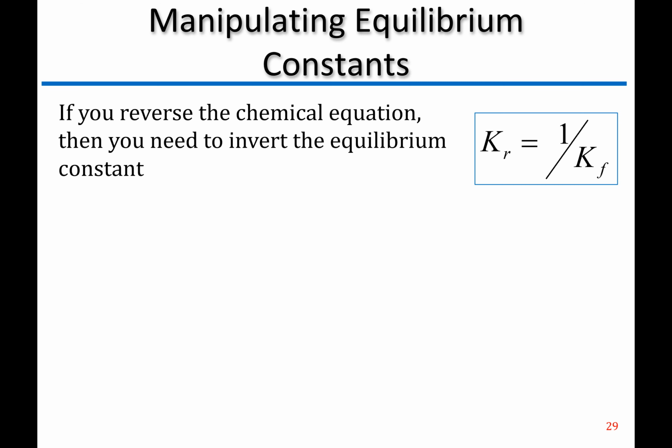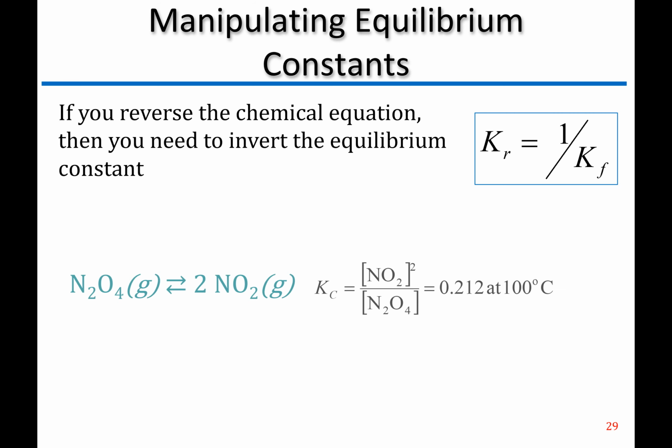One way we can manipulate the equilibrium constant: suppose instead of looking at the forward reaction, we were looking at the reverse reaction. Remember, we can always look at any equilibrium reaction from either side. So if I reverse the chemical equation, I need to invert the equilibrium constant, in other words, take 1 over the equilibrium constant. So Kr, the reverse equilibrium constant, will be equal to 1 over the equilibrium constant of the forward reaction.